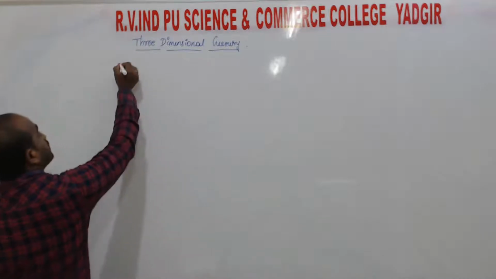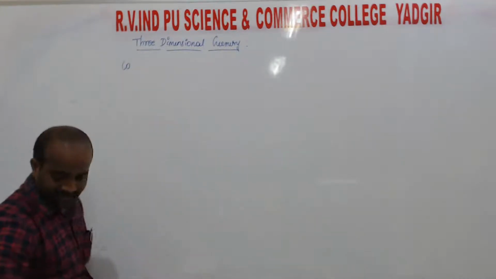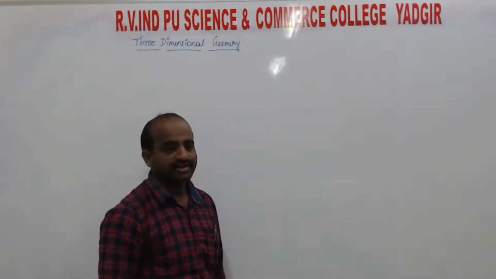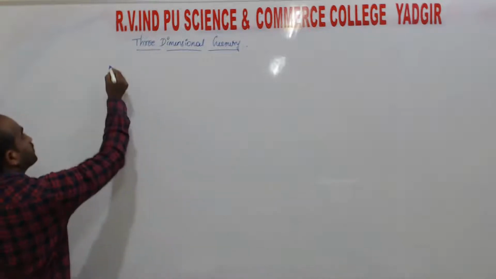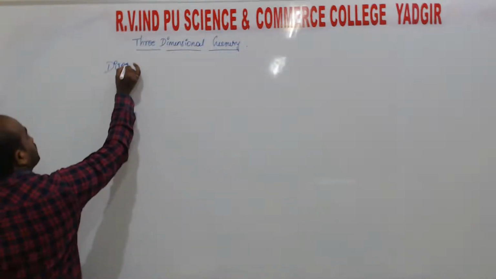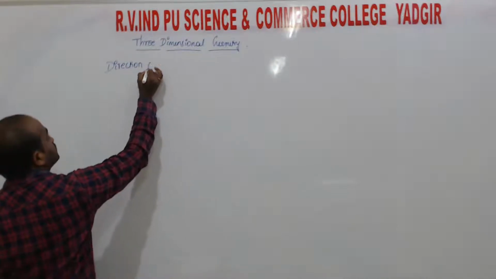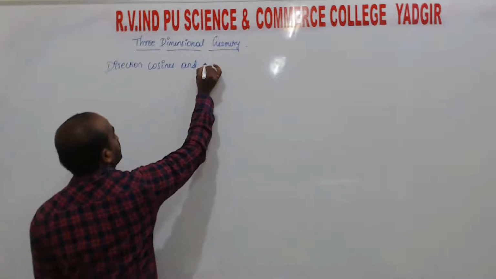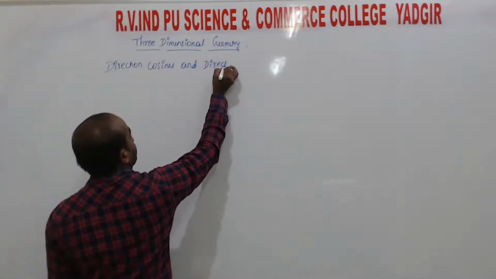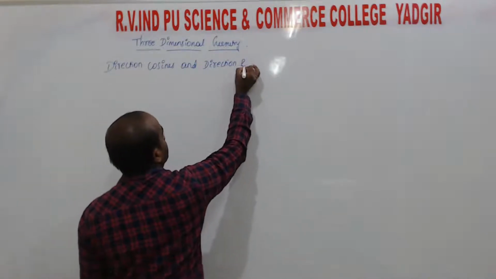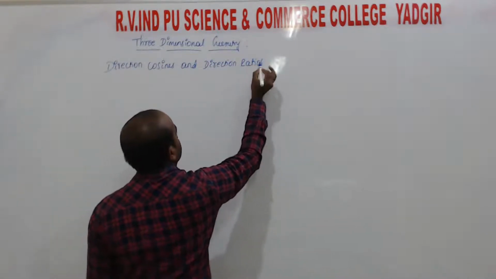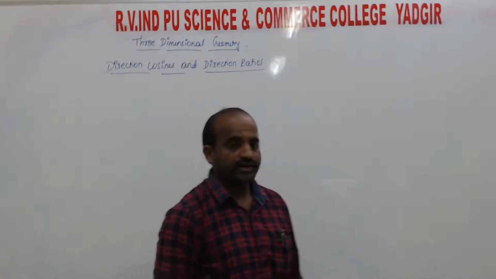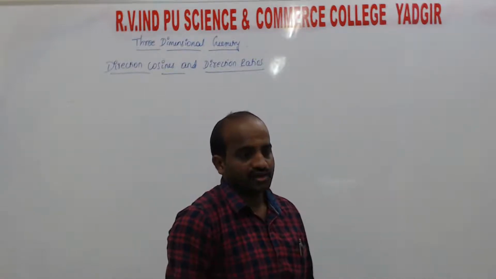Next we will study direction cosines and direction ratios. Actually, in this chapter we start with direction cosines and direction ratios. We have already studied direction cosines and direction ratios in vector algebra.